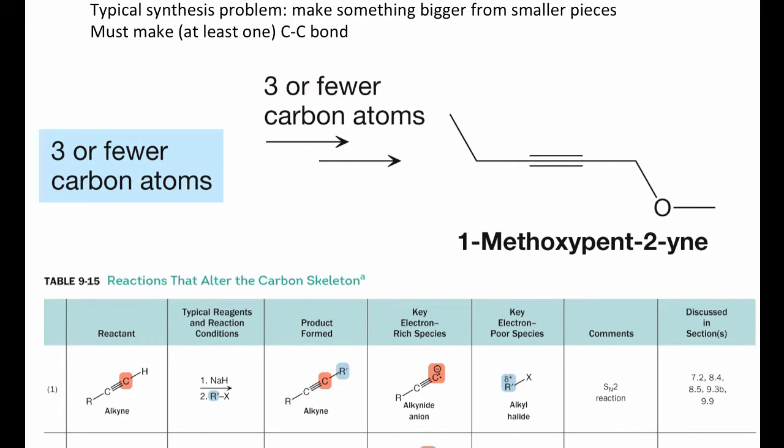Doing this, we are going to use some of our carbon-carbon bond forming reactions that are included at the ends of the chapters. For example, one of our carbon-carbon bond forming reactions is to take an alkyne, remove a terminal hydrogen, do an SN2 reaction, and make a new carbon-carbon bond. And we can use that in our synthesis.